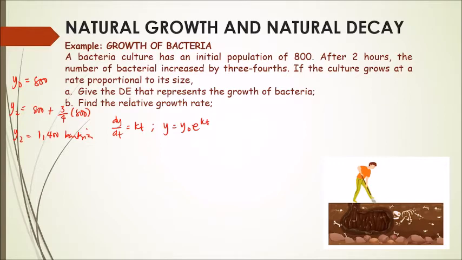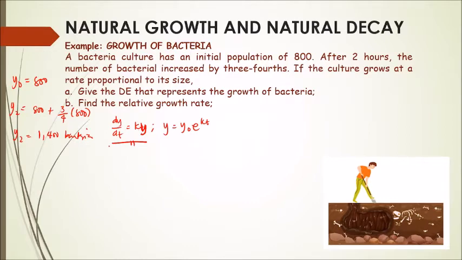Now, we're looking for the DE. Sorry, this is ky. We're looking for the DE that represents the growth of bacteria. Basically, that is what we will look for. Okay? dy over dt equal to ky. But we need to find the value of k first.